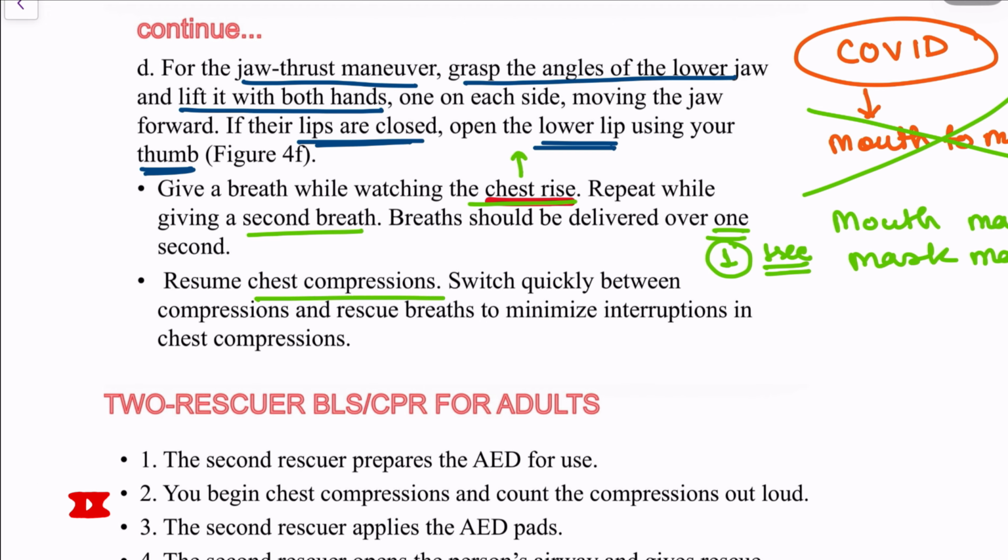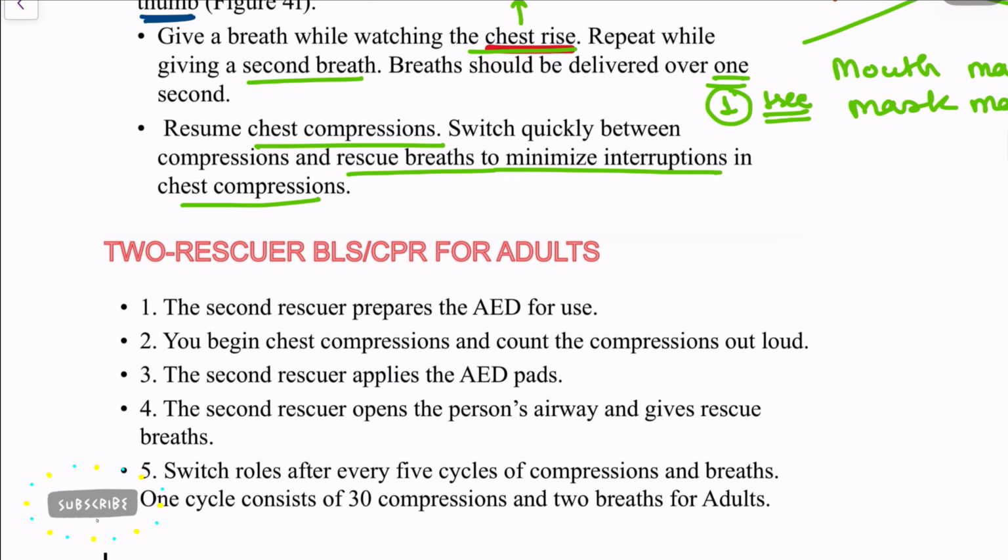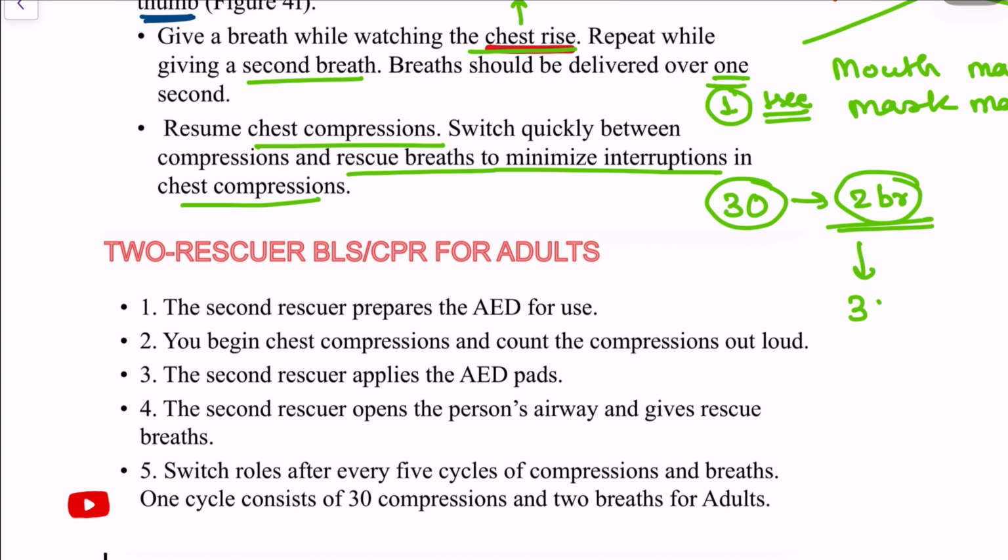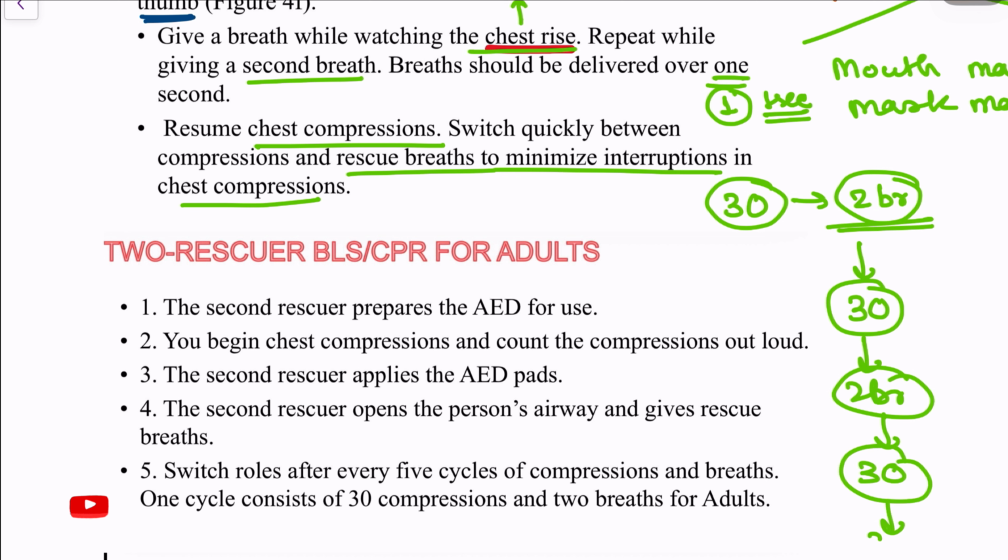Resume chest compression immediately and switch quickly between the compression and rescue breath to minimize the interruption. I have already told you, you have to give 30 chest compressions, counting 1 2 3 4 like this. Then you have to give two breaths. Each breath should be completed within 1 second. Then you start 30 chest compressions again, then again give two breaths, again 30 chest compressions, and again two breaths.